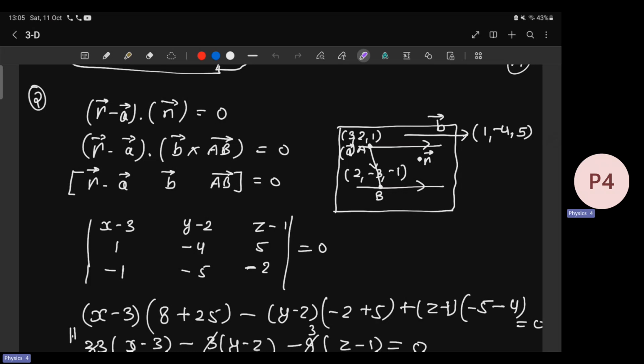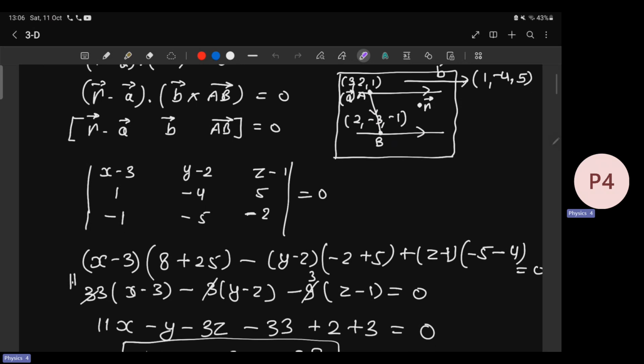The normal vector can be easily found by taking the cross product of two vectors in this plane. One vector we already have is this b vector, and the other vector we can form by joining these 2 points on the line, the AB vector, right? AB vector is this and small b vector is this. So we can write the equation of the plane (r minus a) dot n equals 0. It is the box product of r minus a, b and AB vector, right? I hope it is fine.